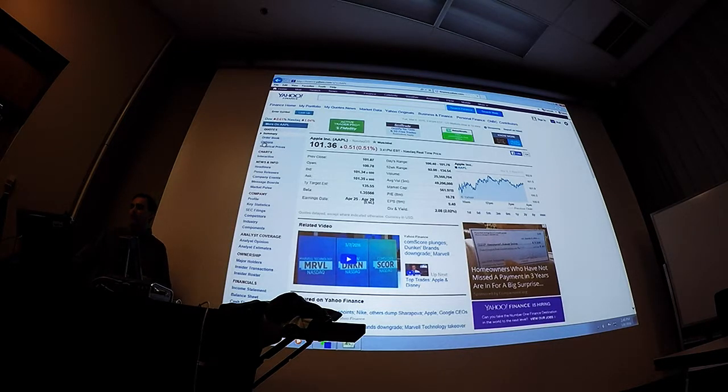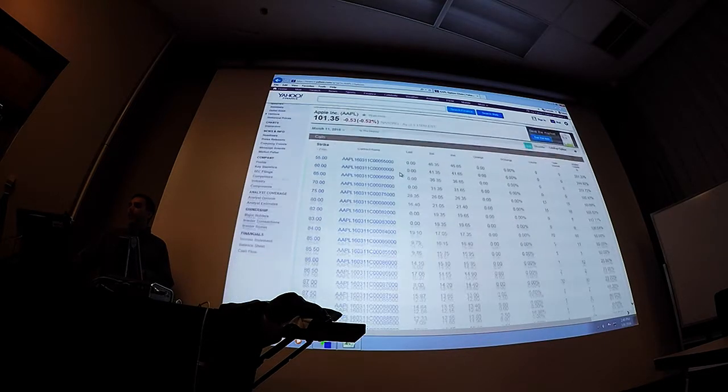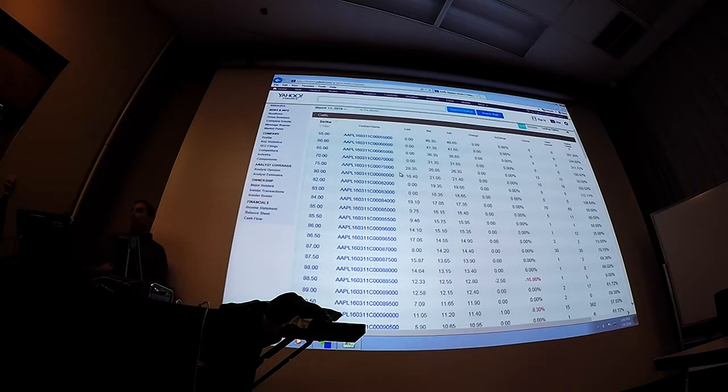So if we look at the options available, there's lots of different options. And remember, an option gives you the option, but not the obligation, to either buy or sell some other security, in this case a share of Apple stock, at some price over some period of time. So there's lots of different options on this one share of stock on Apple, because there's lots of different prices that you could buy it at and lots of different time periods. So there's hundreds of options available here.